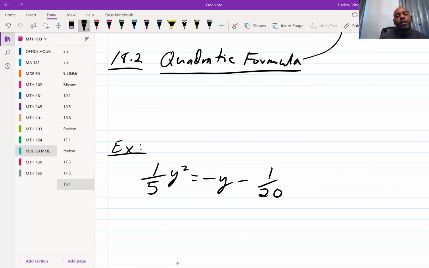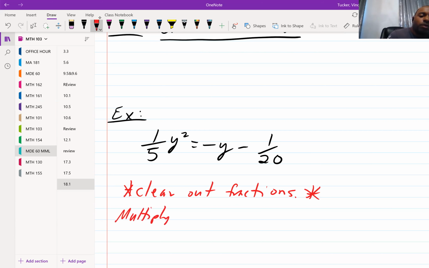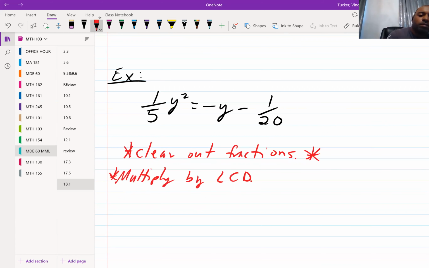All right, so here we have 1/5 x squared, y squared, minus negative y minus 1/20th. Oh, minus 1/20th or 1/20. So here we have fractions. But we don't have to use these fractions. What we can do is what we've done in the past when we say clear out your fractions. So just like before, multiply by the LCD. And your LCD is 20. Talking about least common denominator between the 5 and 20.